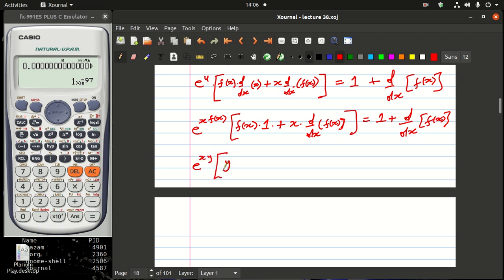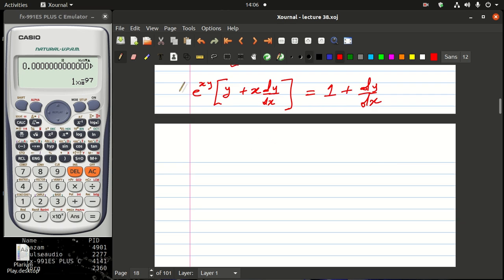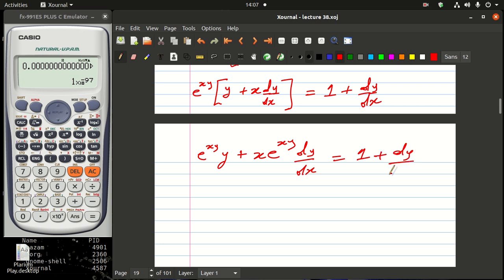Inside here I have my y times 1 plus x times d dx. My f of x is just y, so I have dy dx, and then equal to 1 plus d dx. My f of x is just y, so I have dy dx. And then what I need to do is expand here, so I will end up having e to the power xy times y, so it's still going to be y, plus x times e to the power xy times dy dx equal to 1 plus dy dx.